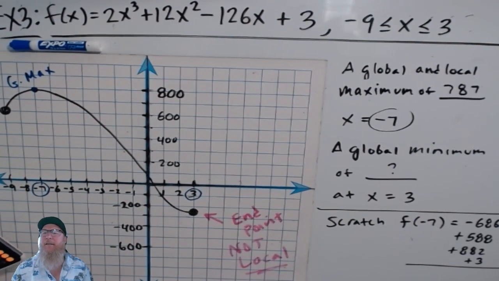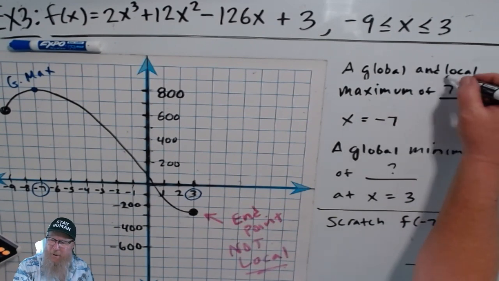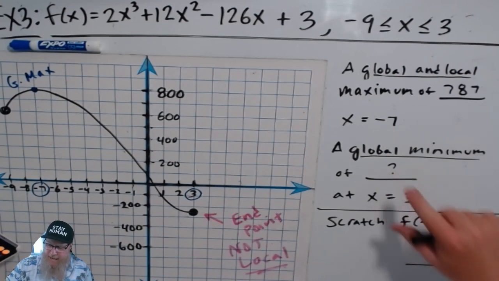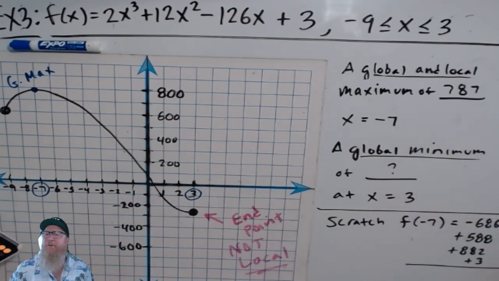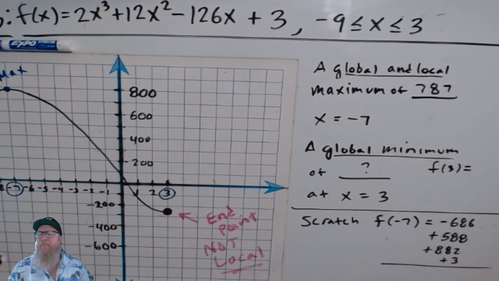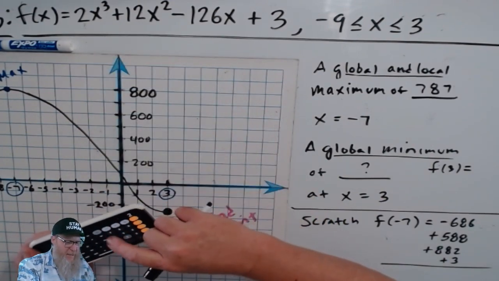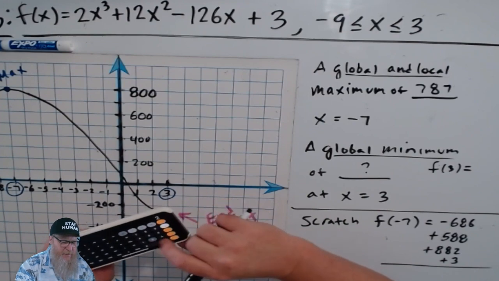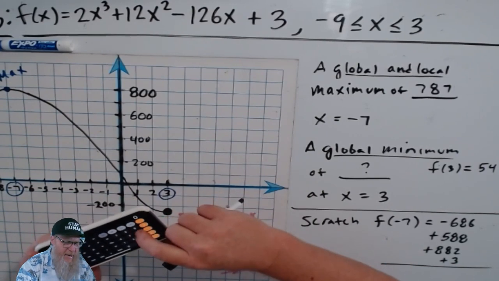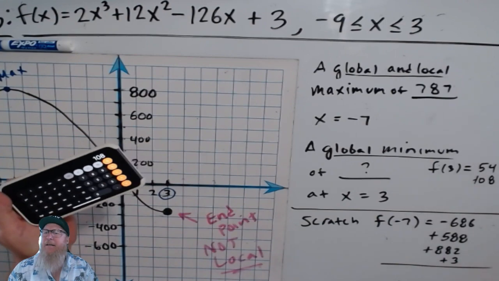Which makes sense looking at the scale here. Oh, it's global and local. Our global minimum at 3. So do some scratch work for f of 3. So we got 3 cubed. Most of these we can do in our head. 3 cubed is 27 times 2. It's 54. 3 squared is 9. 9 times 12. I feel silly doing that on the calculator. That's 108.